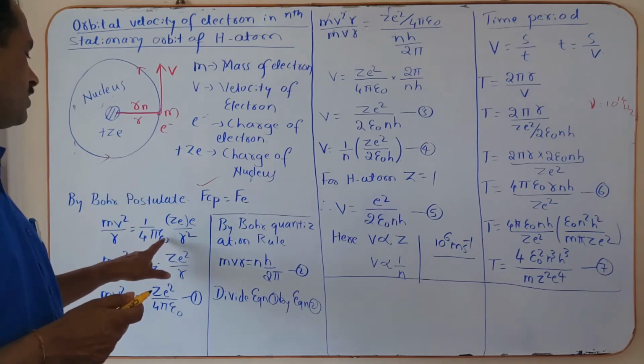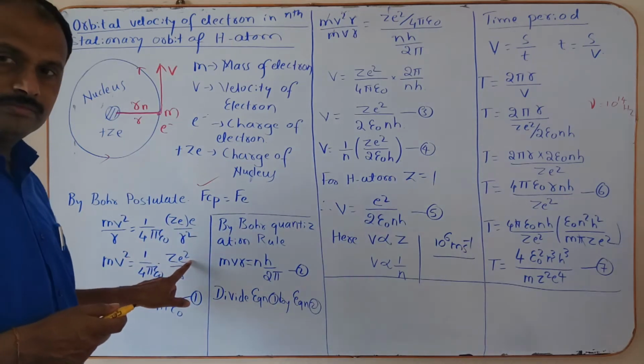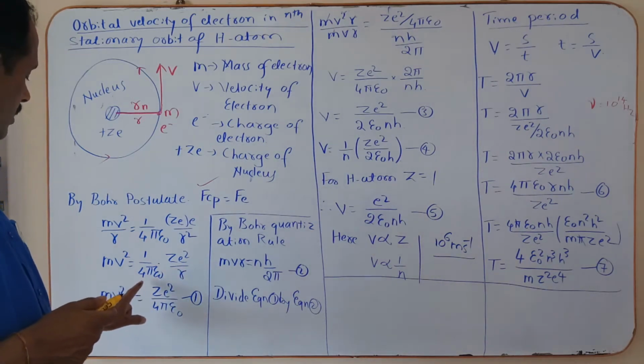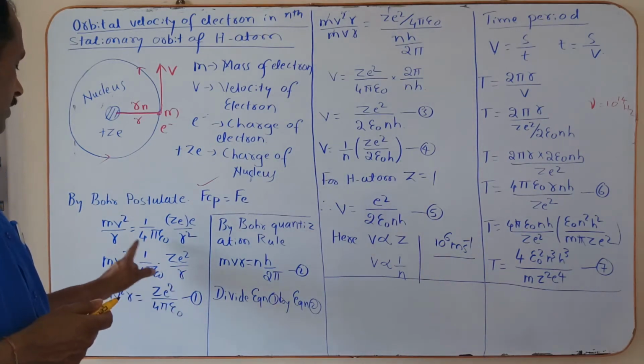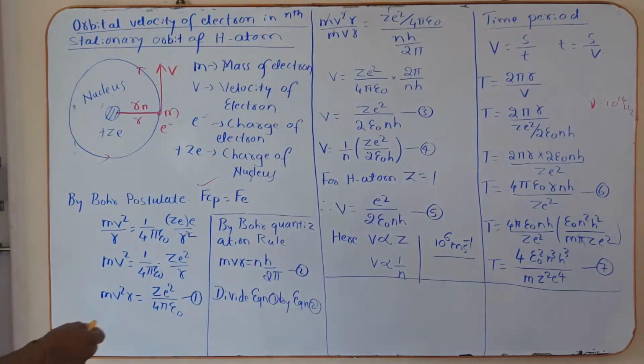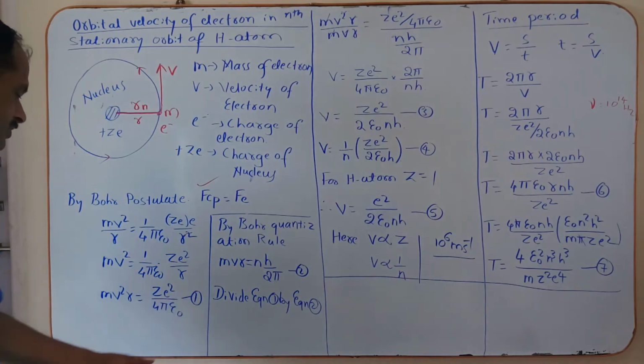It equals 1 by 4 pi epsilon, q into q, Z e into e divided by r square. Z e into e is Z e square. Now it is 4 pi epsilon naught. One r gets cancelled here. Then you get r here. So mv square r is equal to Z e square divided by 4 pi epsilon naught.